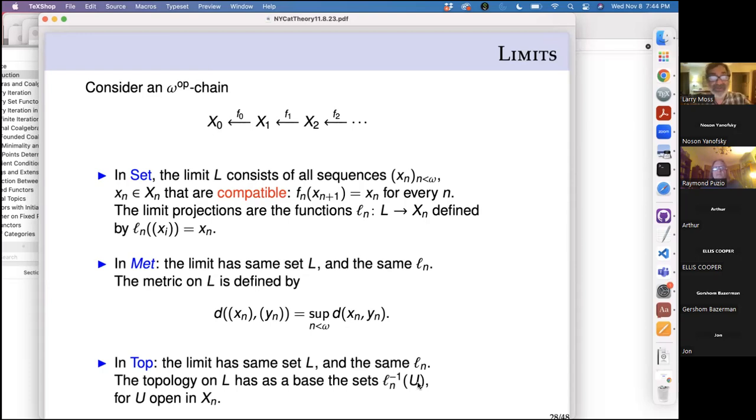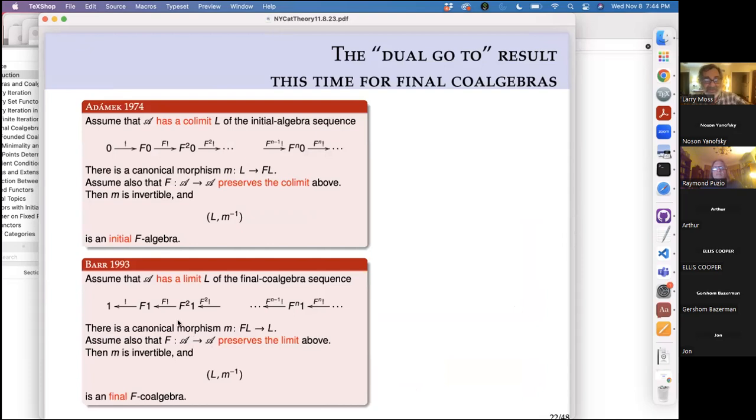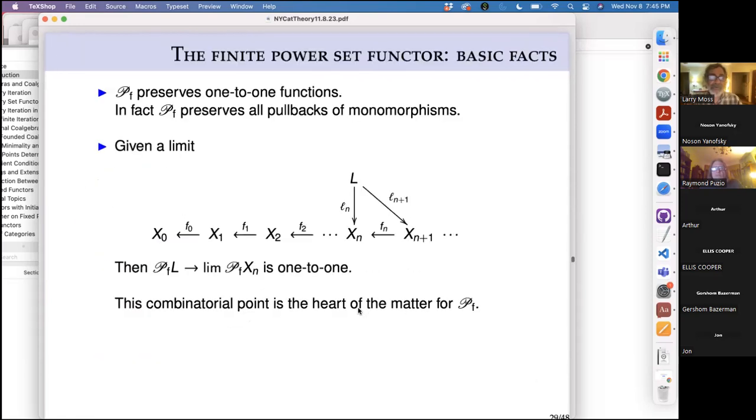The reason I want to do this is because I want to use, if I could, Barr's theorem, which actually is talking about limits. So I have to know how to calculate them if I'm going to work with that. So here's the story about the finite power set.